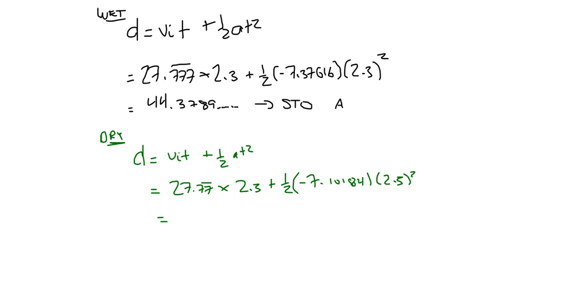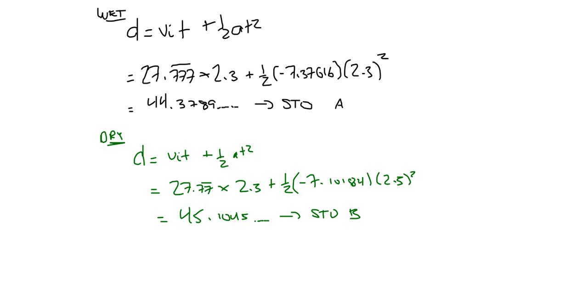So exact same calculation: 27.77 repeating times 2.3, plus 1/2 times, don't forget the negative number on the acceleration, negative 7.10184, times 2.3 squared. And this time I got a stopping distance of 45.1045, and I'm going to store that as my answer B.